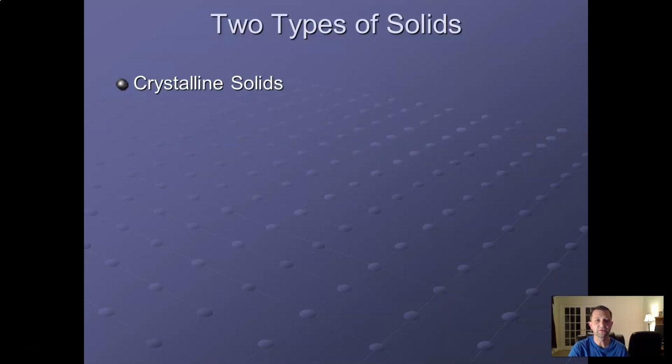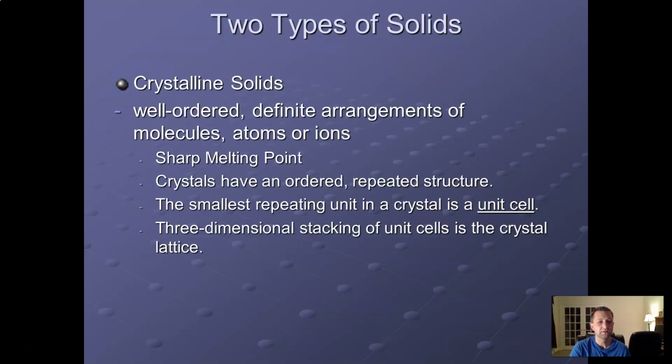So 2 types of solids we're going to look at. Crystalline, some notes on that. These are what you probably think of when you think of a solid: well-ordered, a definite arrangement of molecules, atoms, or ions. Think of a lot of ionic compounds for crystalline solids. Just think of table salt, that's a great example. Crystalline solids have a really sharp melting point, so it's only over a very small range of temperatures where it will start to melt and then continue to melt.